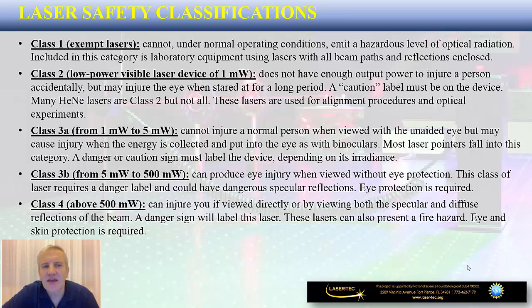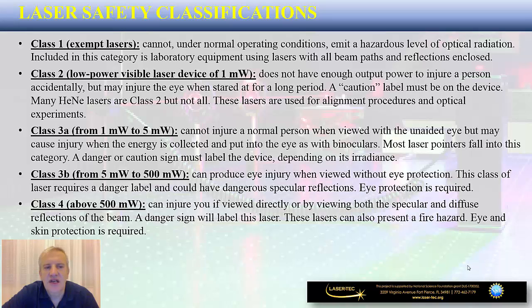Next class is class 3A. Here we are talking about power levels of 1 milliwatt up to 5 milliwatts. These types of lasers cannot injure a normal person when viewed with the unaided eye, but may cause injury when energy is collected and put into the eye using certain focusing optics such as binoculars. In this class, most laser pointers will be classified. And in this case, you would want to put a danger or caution sign on the device, depending on the irradiance, depending on the amount of power that laser is going to radiate.